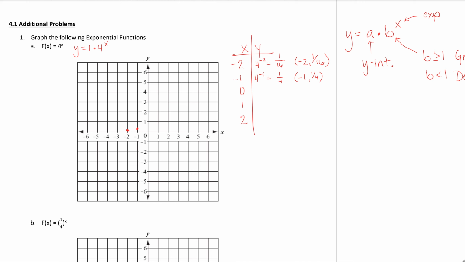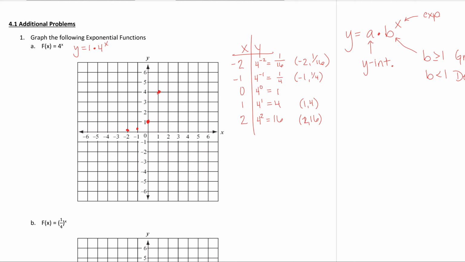Our y-intercept we should technically already know, but 4 raised to the power of 0, well, anything raised to the power of 0 is 1. So I know my y-intercept is 1, or I should understand that if there's nothing there, the y-intercept is 1. 4 raised to the power of 1 is just 4, so I have a point at 1 and 4. And then 4 raised to the power of 2, 4 squared, is 16. So I have a point at 2 and 16, but that's going to be way off my graph, so I'm not worried about it.